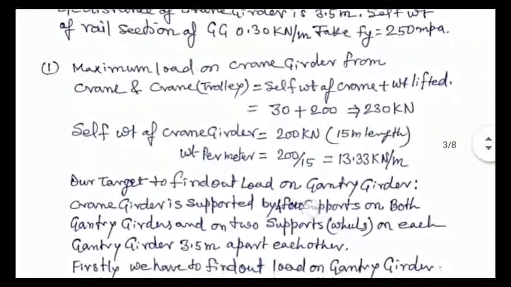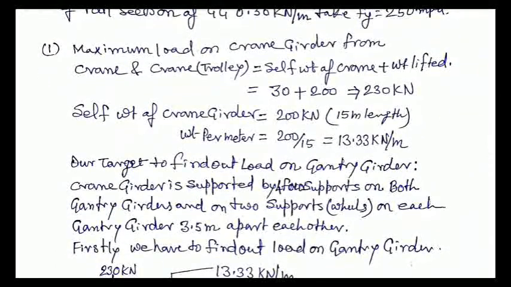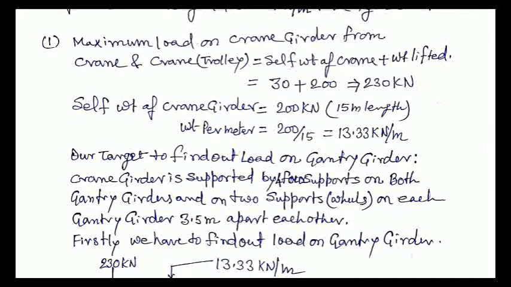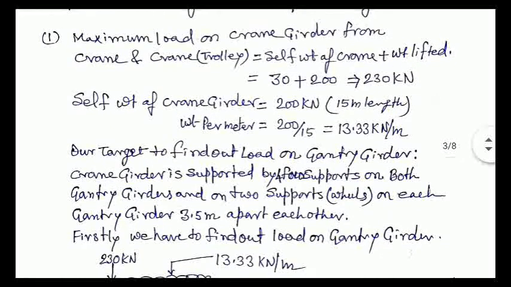We will calculate the loads on the crane girder first. So, first of all, crane and crane girder both having the load of self weight of the crane girder and weight lifted. So, this total load is 30 plus 200, so total of 230 kilonewton. This is the weight of crane plus weight lifted by the crane. So this is the total crane load coming to the crane girders.